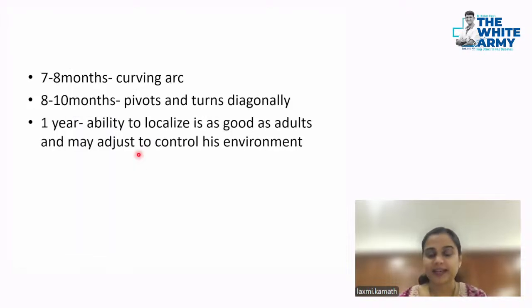And then by 7 to 8 months, it curves in an arc. That means it tries to follow the arc and the entire body can turn towards the source of the sound. By 8 to 10 months, like already shown, it pivots and turns diagonally towards the source of sound. By 1 year, a child is able to localize sound as well as adults and may even try to adjust it to control his environment. That means at 1 year, the child can learn selectively to ignore a few people's voices or even ignore a few sounds. So that ability is also achieved as early as 1 year.